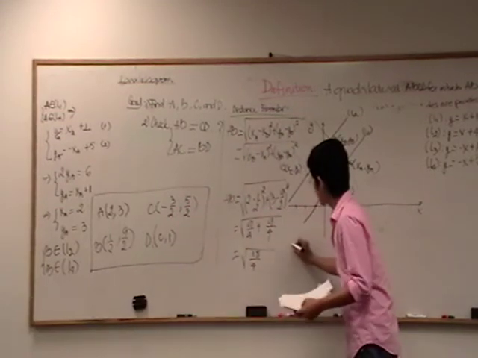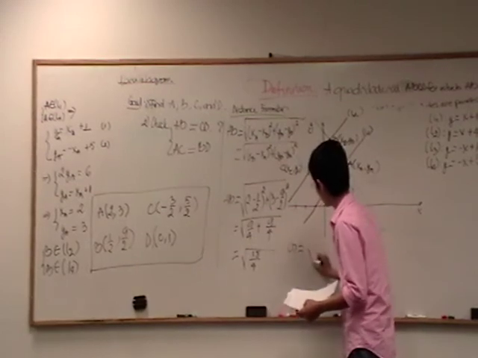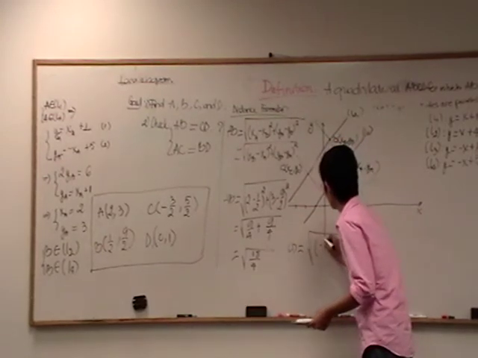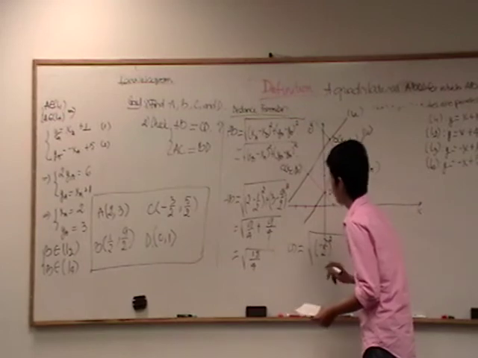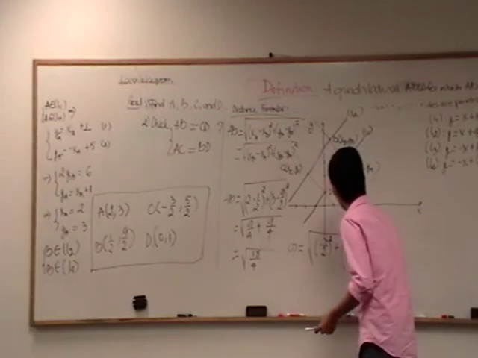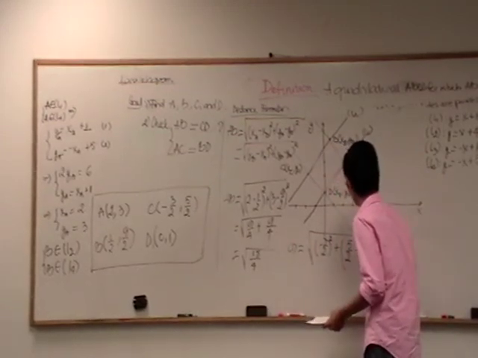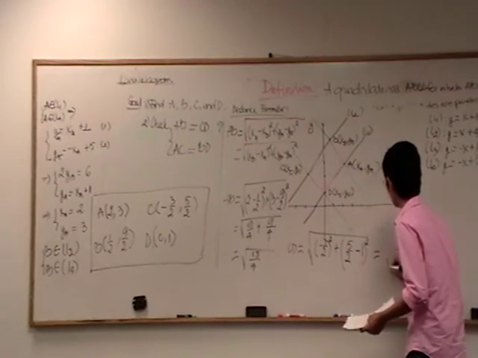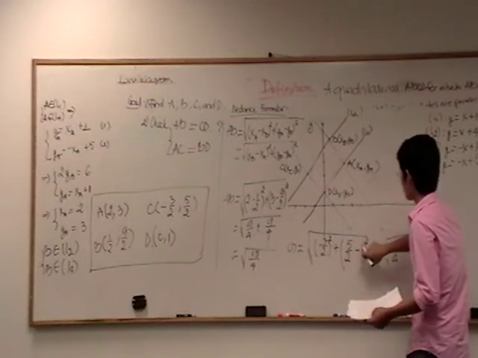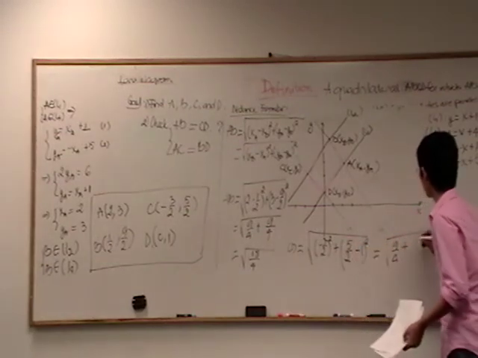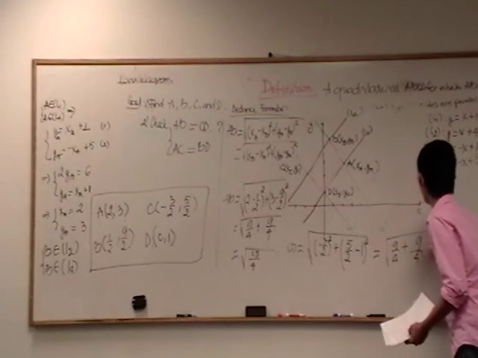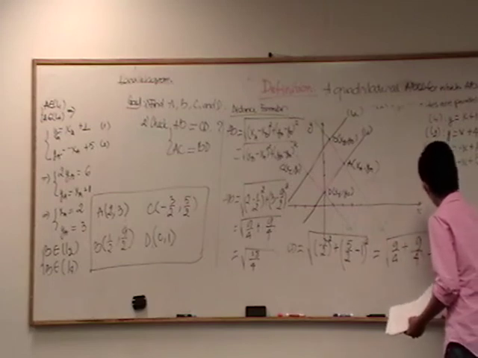And do the same thing for CD. XD equals 0. So plus (5/2 minus 1) squared. And the same thing, we have the square root of 9 over 4 plus 2 times 1 equals 2, 5 minus 2 equals 3, squared equals 9, and 2 squared equals 4. So we have the square root of 18 over 4.